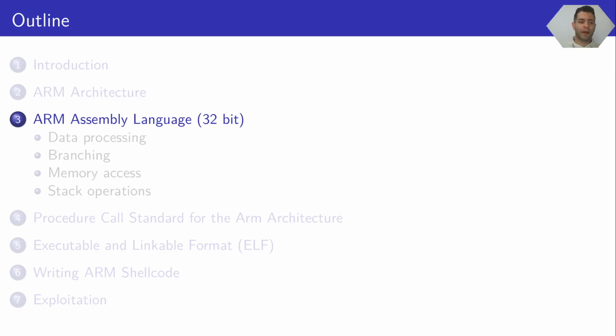Part 3, ARM Assembly Language, the 32-bit version. As I've already said, this part is very long, it's very boring. It's almost like this instruction works like that, this one like this, and so on and so forth. It's long, it's divided into 4 parts.